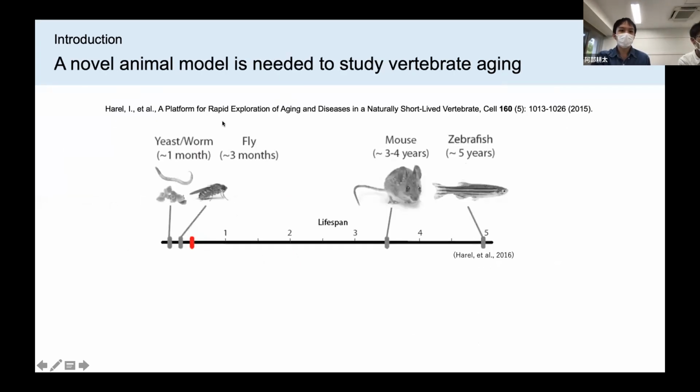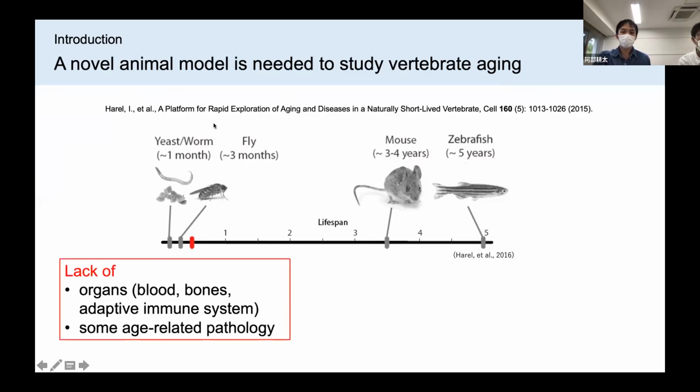However, non-vertebrate models such as yeast, worms, and flies, even though they are very great and useful models for aging, cannot fully recapitulate the process of human or vertebrate aging. The reason is that non-vertebrate models have several disadvantages, such as lacking organs like blood and bones, and an adaptive immune system. These organs and systems are very important in studying human pathology.